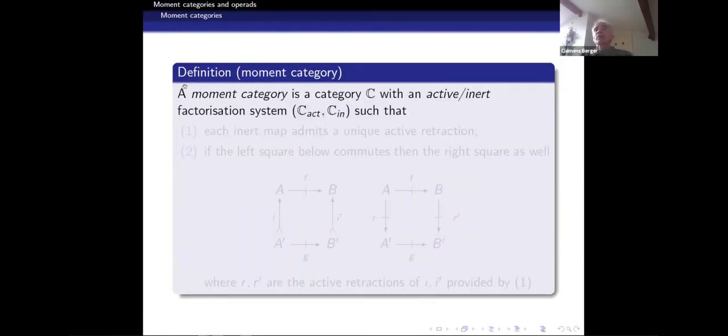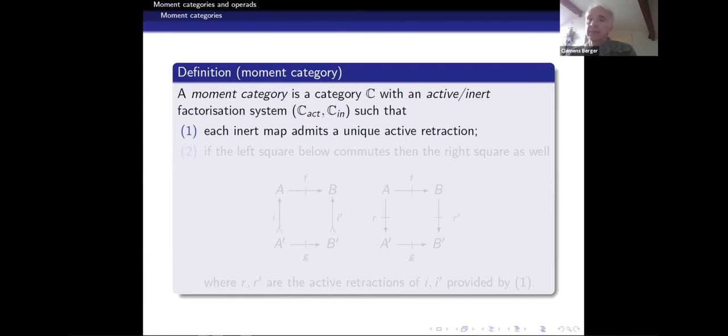So what's a moment category? It is a category equipped with an active inert factorization system. So each map can be written in an essentially unique way as an active morphism followed by an inert morphism. There are two axioms. The first axiom is that each inert map has a unique active retraction.